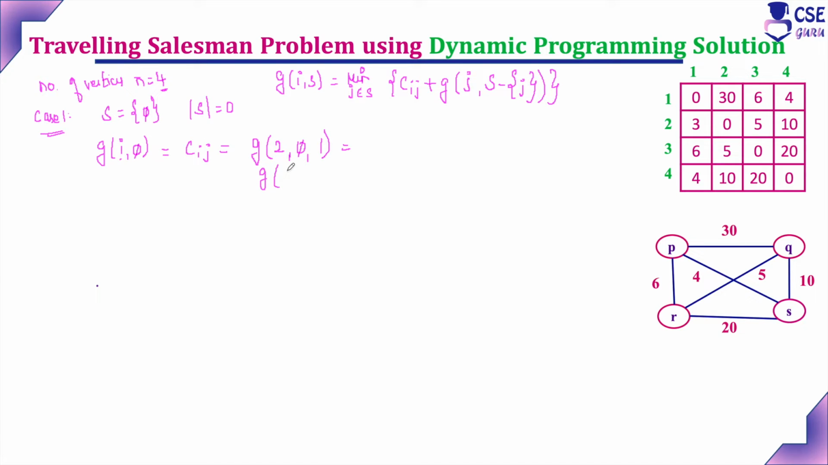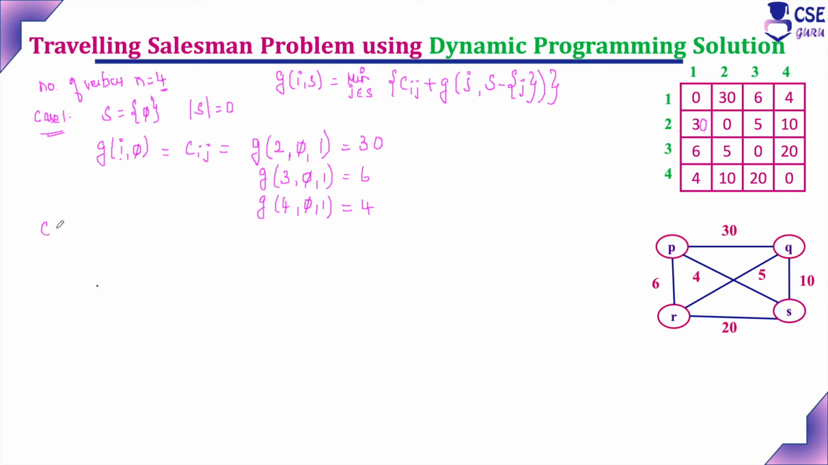Similarly, G of 3 comma empty set, that is if the choice is the third city, starting from the first city, if he is visiting the third city, afterwards he has to return back to the starting city. Similarly, for the choice of the fourth city, what is the cost? Here C 2 to 1, 2 to 1 cost is 30. 3 to 1 cost is 6. 4 to 1 cost is 4. Okay. So this is case 1.